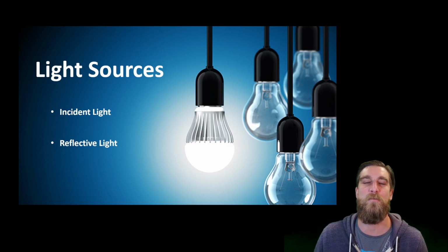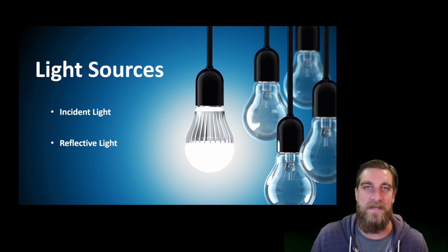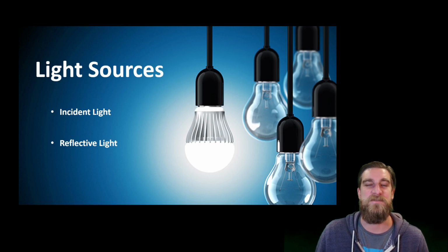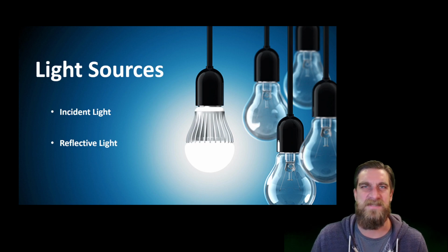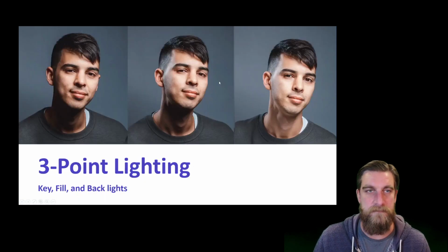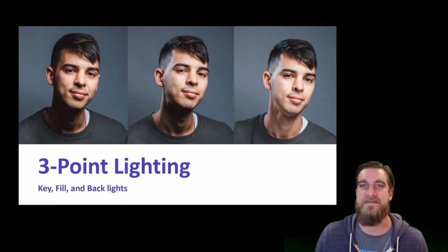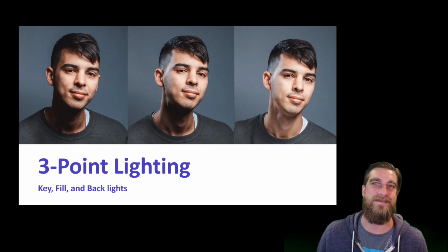The reflective light is going to be what light remains after the incident light sort of bounces off of something else. So it could be a reflection from a mirror or from a window. Light bounces off pretty much everything, right? So reflective light is always going to be present with incident light. We just need to know the difference between those two and how to control either one based on what our needs are. So three-point lighting consists of three different light sources: your key, fill, and backlights.